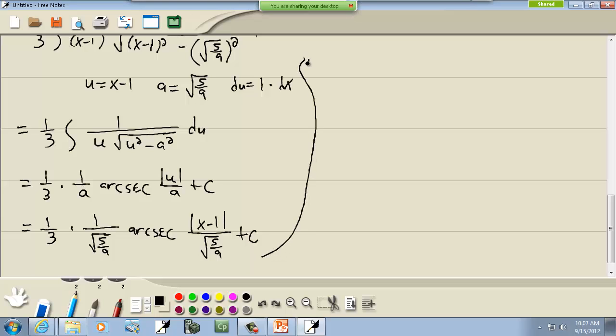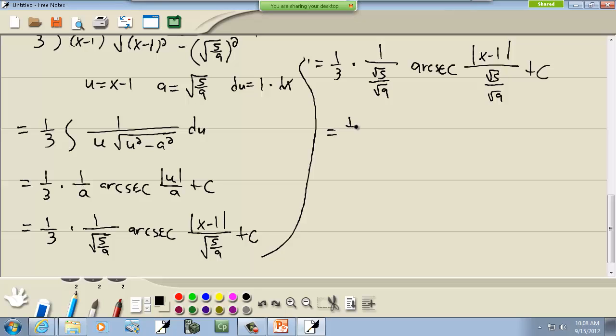And I want to do a little bit of simplifying. That square root of 5/9, I can split up into the square root of 5 over the square root of 9. Arcsecant, absolute value of x minus 1 over the square root of 5 over the square root of 9 plus c, which gives us 1/3 times 1 over the square root of 5 over 3. Arcsecant, absolute value of x minus 1 over the square root of 5 over 3 plus c.